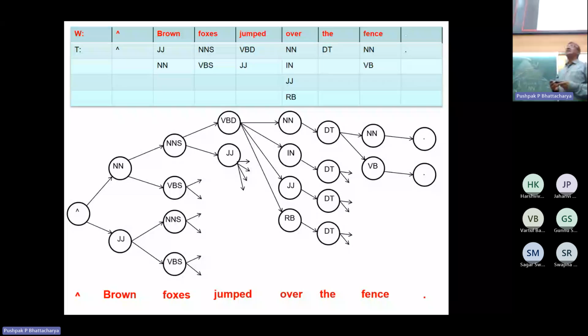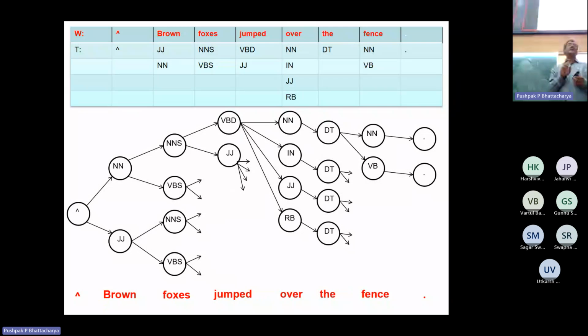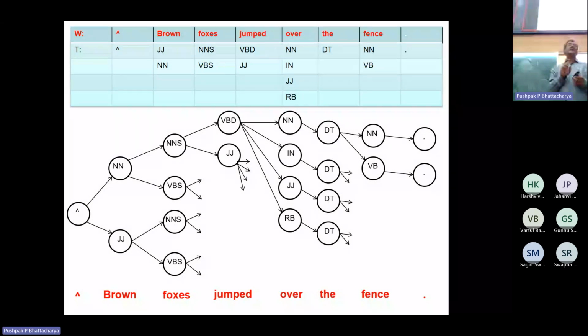The hat and dot symbols have the same label as the part-of-speech tag, and the in-between words have tags as per the context. Brown can be both noun and adjective, but in this context it is an adjective. Foxes can be both verb and noun, but here it is a noun. So that disambiguation has to be done. Jumped can be both a past tense verb and an adjective, but the past tense verb applies here. Over is a preposition, and it can have many parts of speech. Then 'the' is a determiner. Fortunately, it has a unique tag. There can be only a determiner, nothing else.